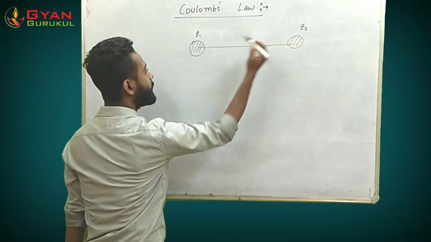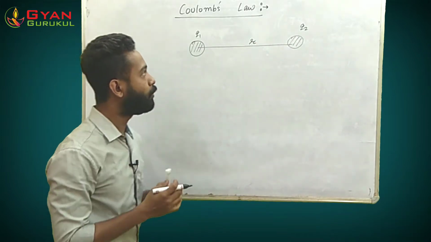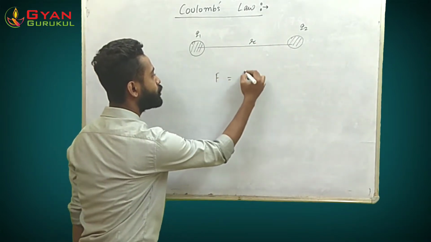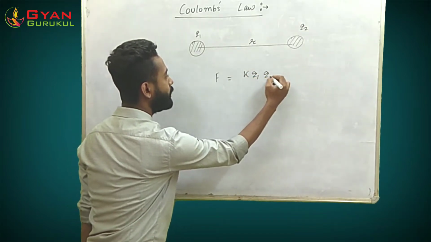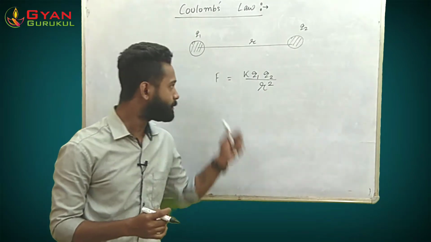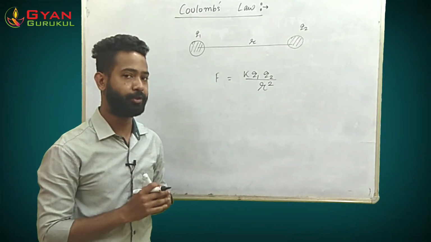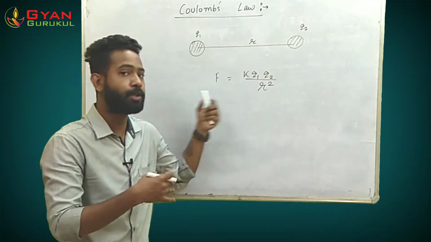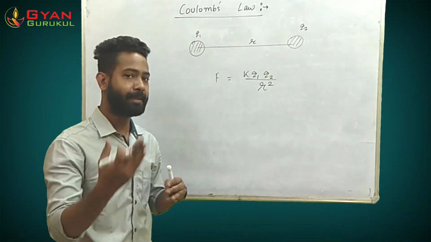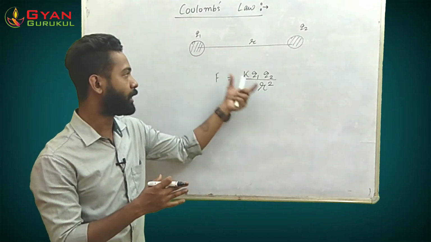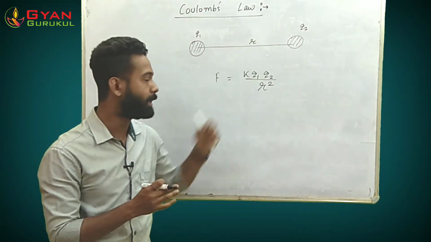Let the distance of separation be R, and the electrostatic force is given by the formula F equals K Q1 into Q2 upon R squared. This formula only represents the magnitude. We all know that force is a vector quantity, so we'll need the direction as well when we talk about numericals, but we'll leave that for another video. In this video, we'll talk about this expression and what it particularly means.